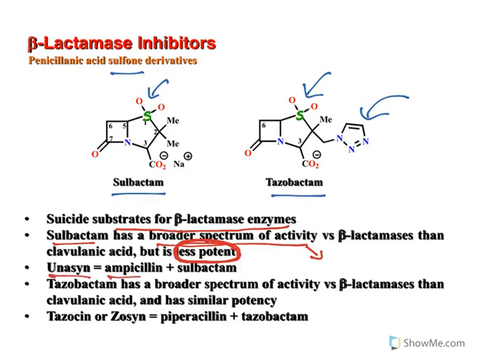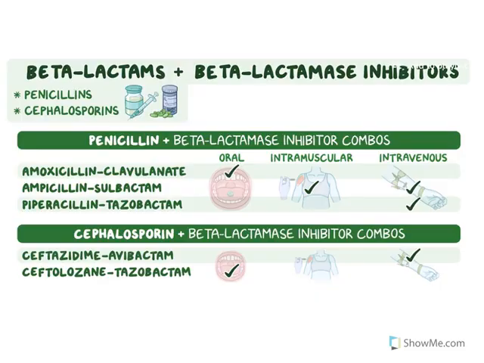Now there is a combination called ampicillin and Sulbactam, Unasyn. Tazobactam also has got broad spectrum activity versus beta-lactamase than clavulanic acid and has got similar potency. Again the combination is Tazocin, piperacillin with Tazobactam. So the important things are you need to understand the mechanism of action and structural aspects. So these are about beta-lactamase inhibitors.